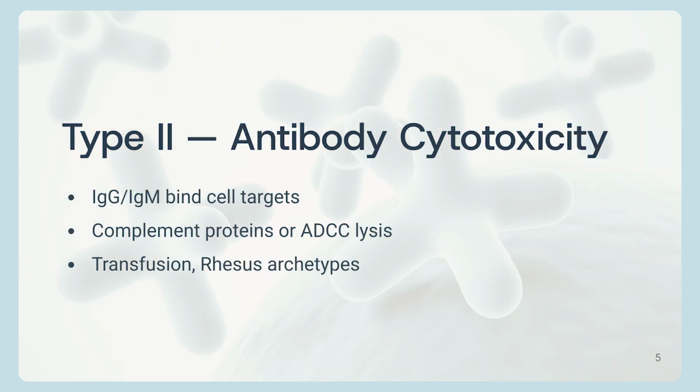Type 2 hypersensitivity involves antibodies directly attacking your own cells or tissues. So these antibodies, usually IgG or IgM, bind to specific cell surface antigens. When they bind, they tag or mark our cells for destruction. This triggers your immune system to activate complement proteins or recruit immune cells that damage your own tissues. So this mechanism is known as ADCC, or antibody-dependent cellular cytotoxicity.